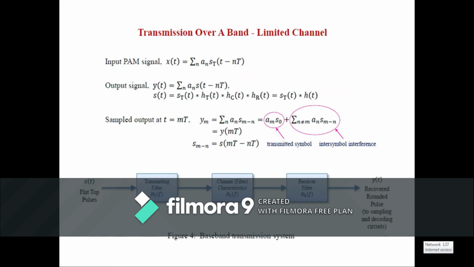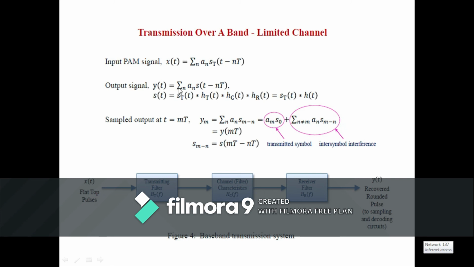Then we have seen the actual application of the baseband transmission system over inter-symbol interference. Here the input PAM signal is given as x(t) = sum of A_n s(t - nT), and the output signal is y(t), which is the recovered rounded pulse.